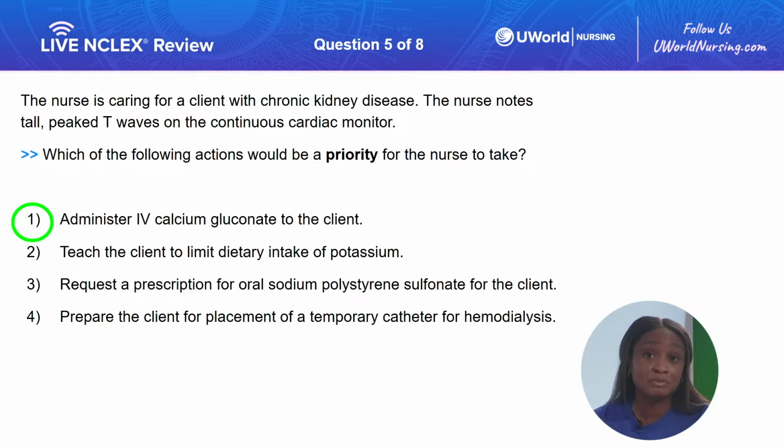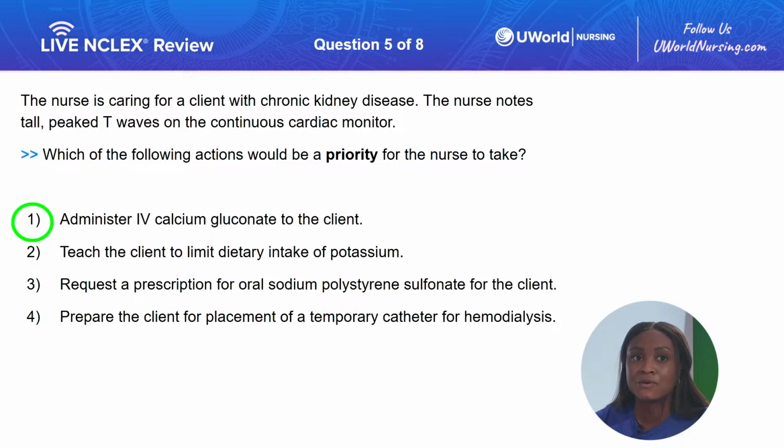Option 3, again, would be another good option, but since it's given orally, that takes a little bit longer to get into the system to help dry that potassium level out. It's something that we can give afterwards, but it wouldn't be our priority. And option 2, again, that would also be a good, correct teaching, but it wouldn't be our priority. Since they already are having problems controlling their potassium levels, we would want to teach them to lower their potassium levels with the things that they eat.